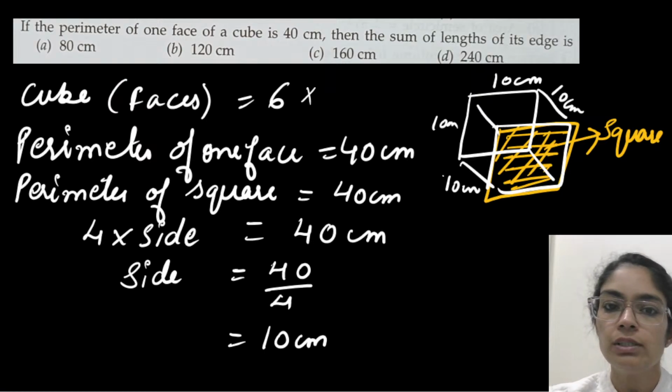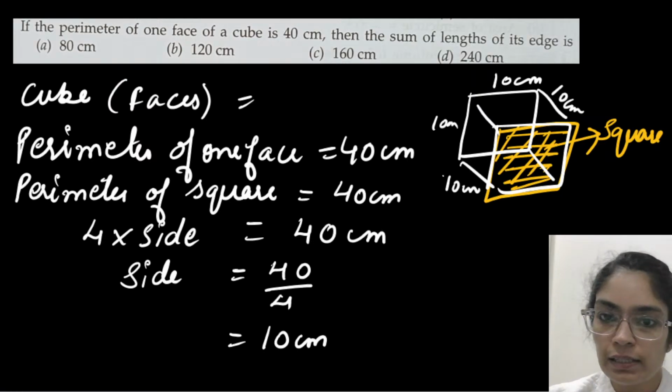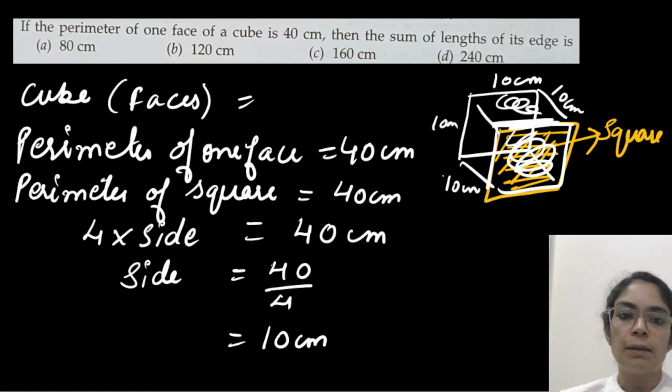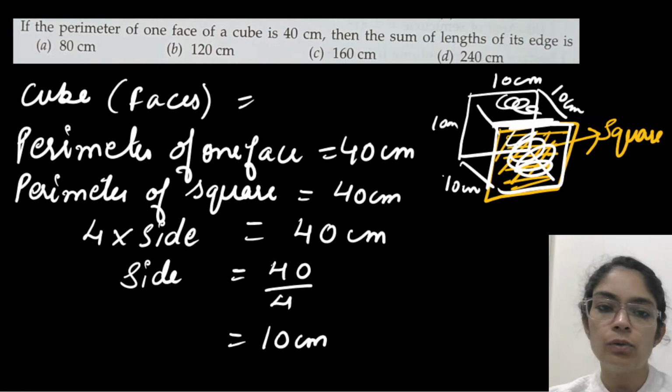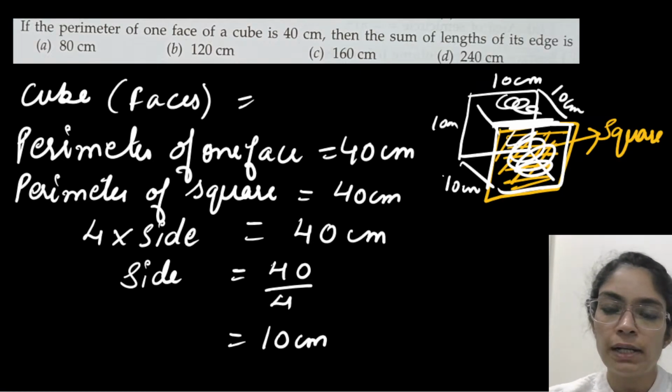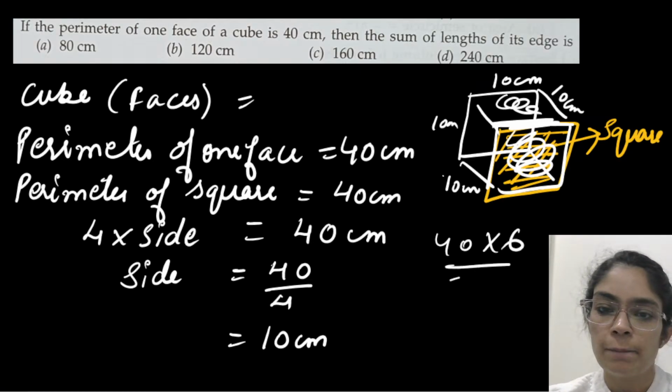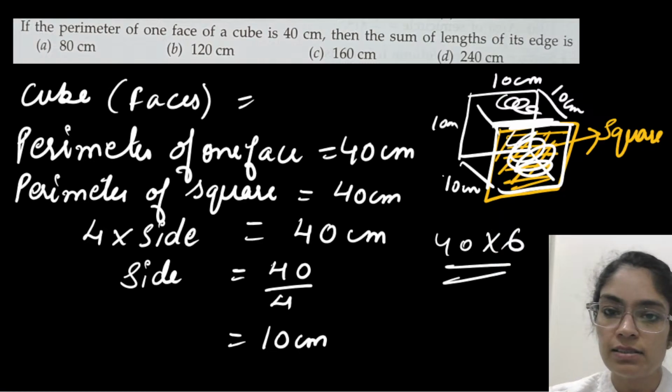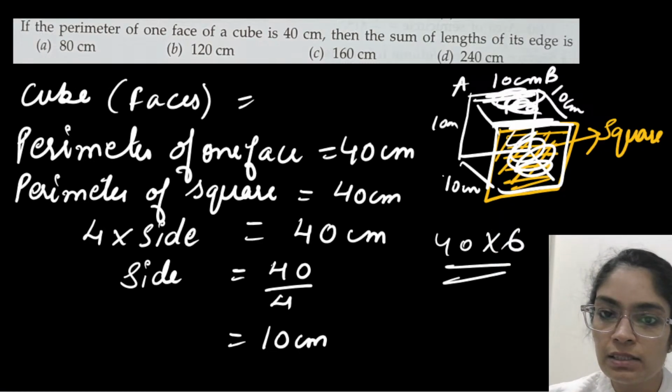No, because in this face this edge is there, and in this face also this edge is there, so it will get doubled. One edge is getting repeated in two faces. So you cannot multiply 40 into 6 because of the repetition of the edges. If I have edge AB, it is present in this face and also in this face.